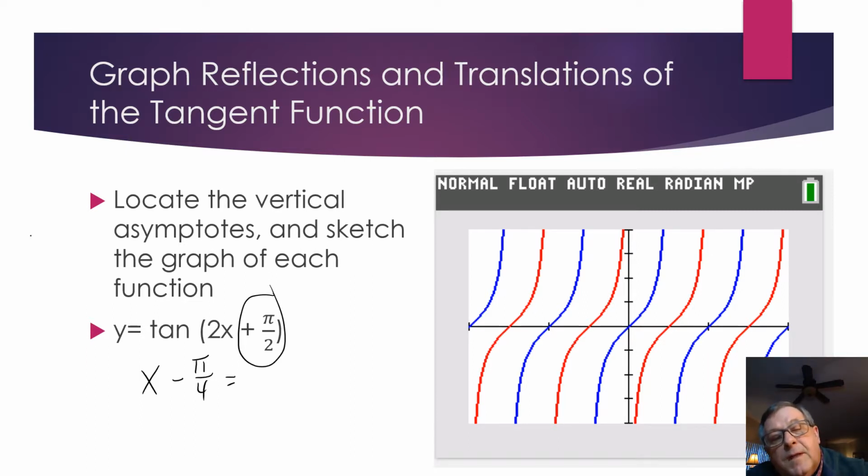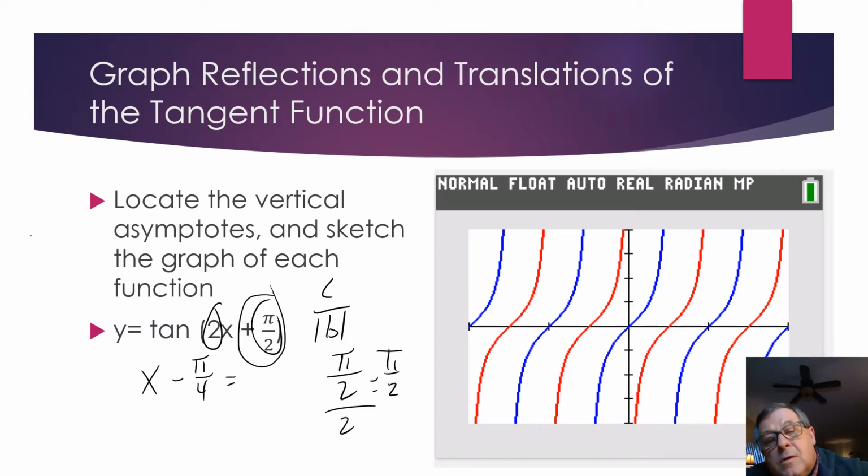This phase shift is C over the absolute value of B, with pi over 2 in this case representing C and 2 representing B. And so I've got pi over 2 divided by 2, which is the same as pi over 2 multiplied by 1/2, and therefore that's why this is pi over 4. So we're going to see this phase shift of pi over 4. And I do see that there in the red.